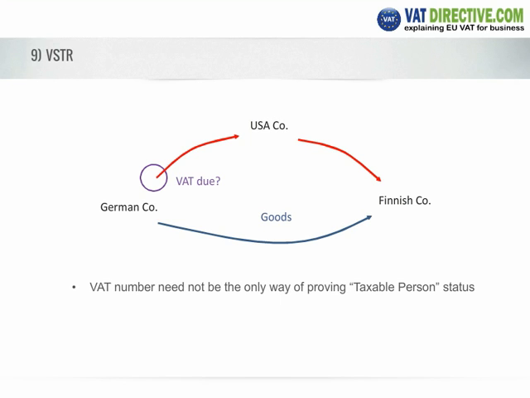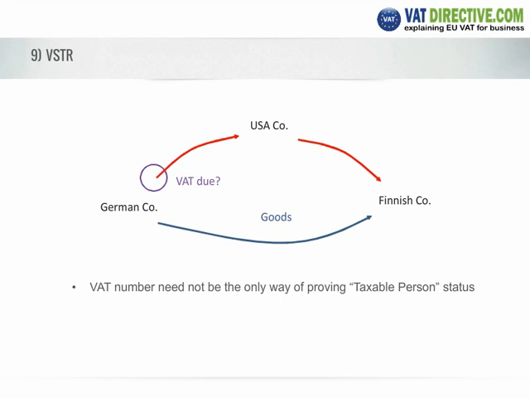Now, based on what we've just looked at, or gone through, then you'd be looking at this and say, well, acquisition VAT is due in Finland, is it not? Article 40. Should US Co be accounting for acquisition VAT in Finland and then selling the goods on to Finnish Co? Well, that would be the way that I would read this case. So therefore, German Co has other evidence to prove taxable person status.